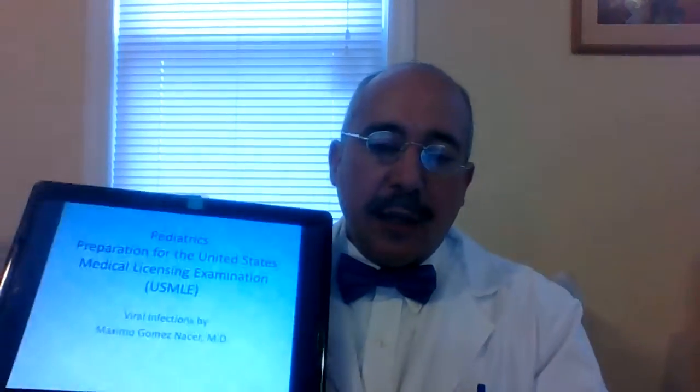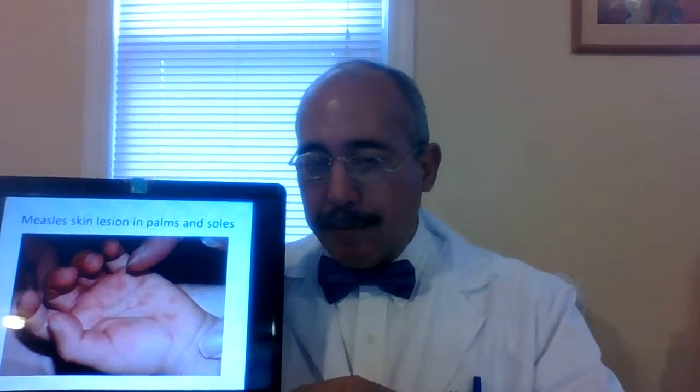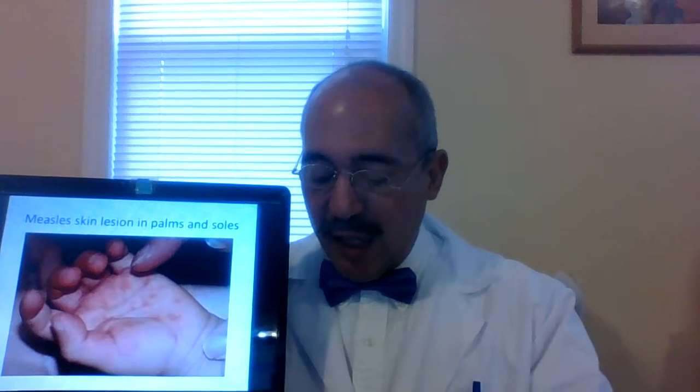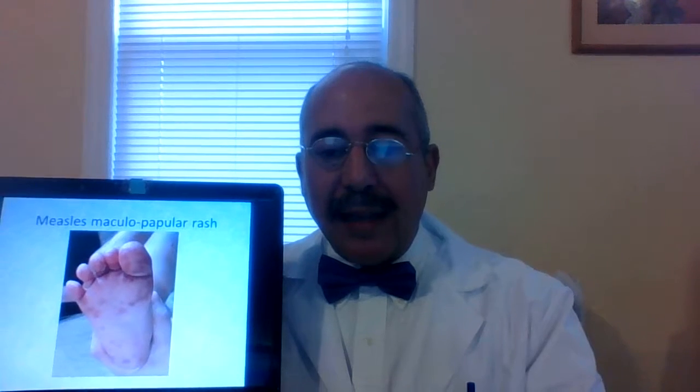So here is a presentation. Let's start with the typical cases, how this looks. The measles usually starts in the head and spreads to the trunk, to the body. It produces a sort of maculopapular rash. Okay, now this is some of the lesions. The lesions also involve the hands and the feet. So it is one of those conditions, together with the Coxsackie virus, that can involve the hands and the feet as part of a maculopapular rash.